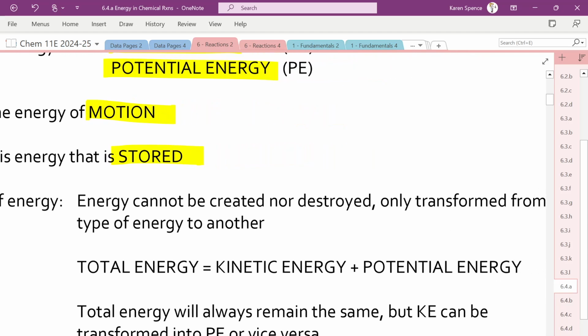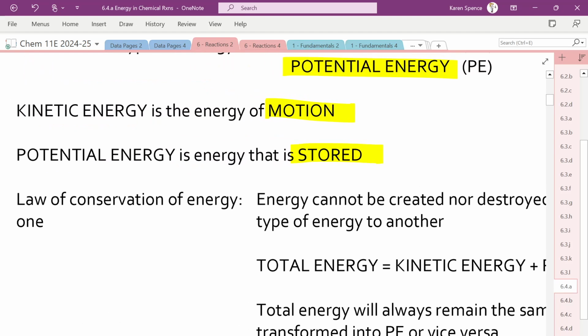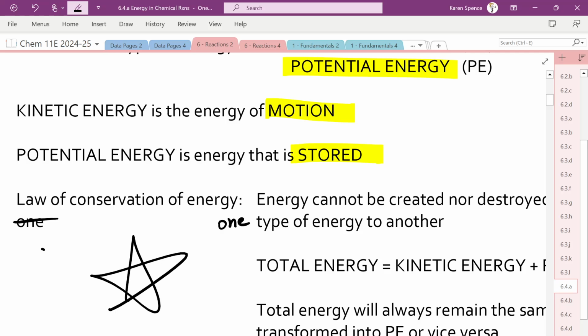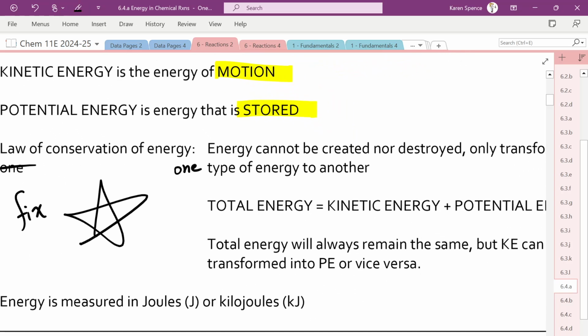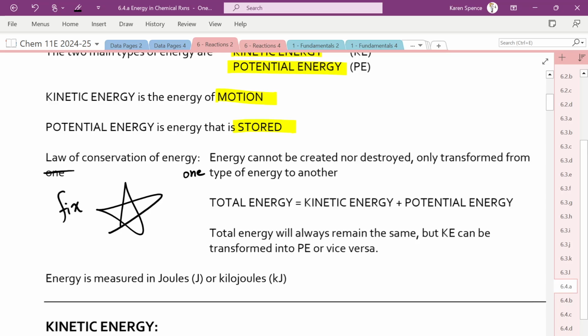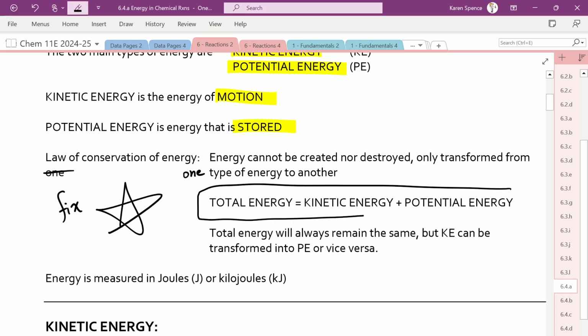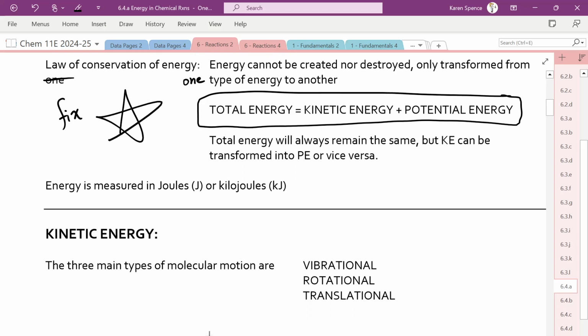Energy cannot be created nor destroyed, only transformed from one type of energy to another. So in the universe, the total energy is equal to the kinetic plus the potential, and that's what's going to become useful for chemical reactions. The total energy will remain the same, but kinetic can be transformed into potential, and potential can be transformed into kinetic. Energy is measured in joules or kilojoules.